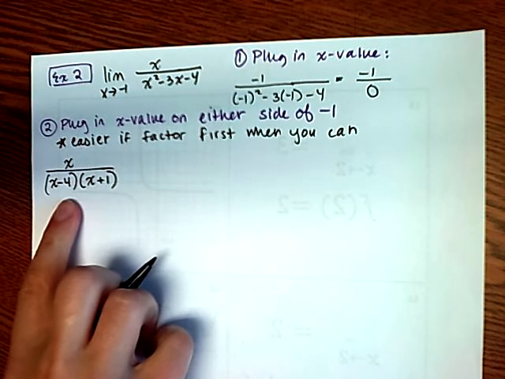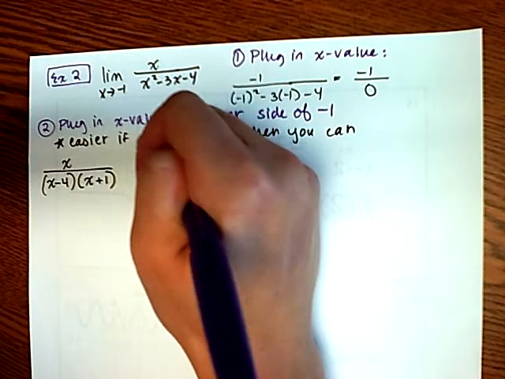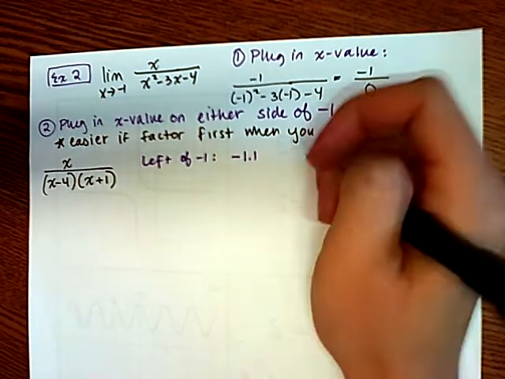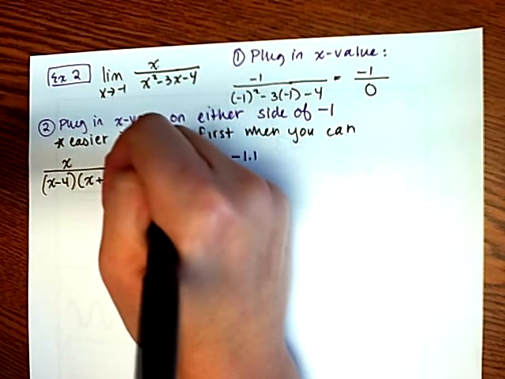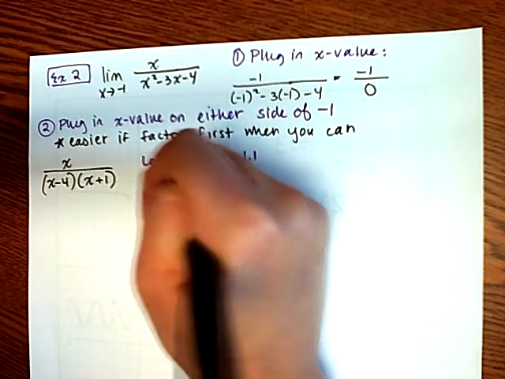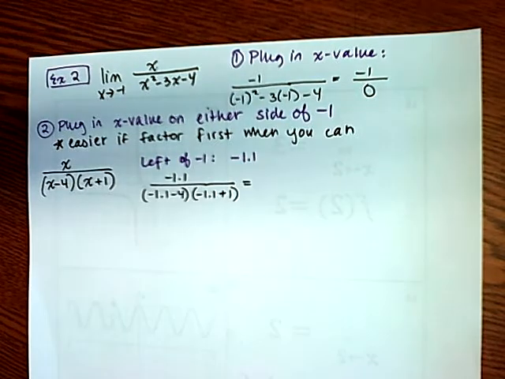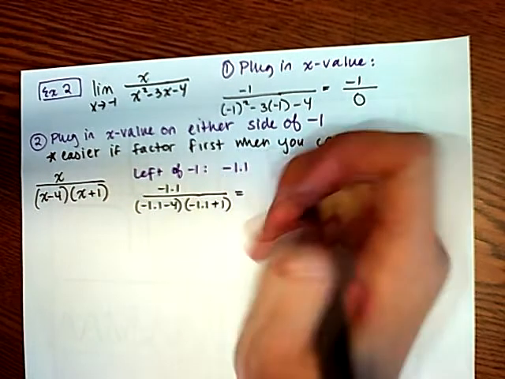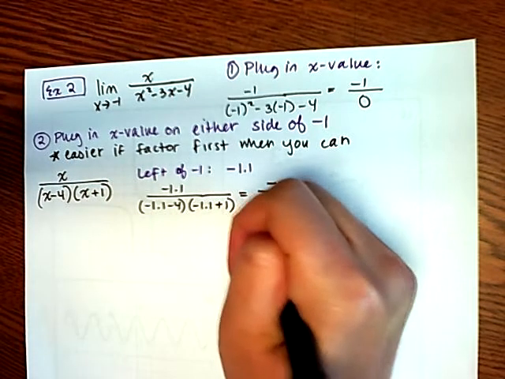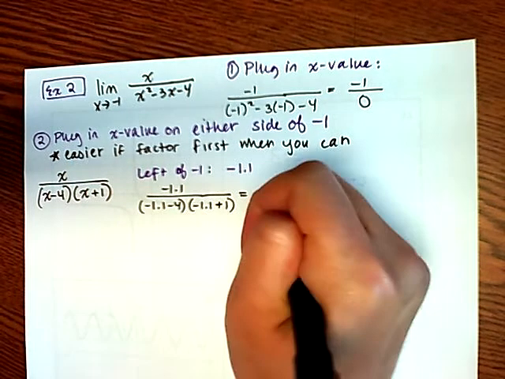So I'm thinking about plugging in to the factored form. Something to the left of -1 is going to be -1.1. So what happens when I plug in -1.1? I get -1.1 over -1.1 minus 4 and -1.1 plus 1. Now again, don't be scared off by this. I don't care what the numbers are, I just care about the signs. On top, it's negative. On the bottom, the first parenthesis, something negative minus 4, is still negative. And my second parenthesis is something negative plus 1, and this is bigger than that, so that's negative as well.